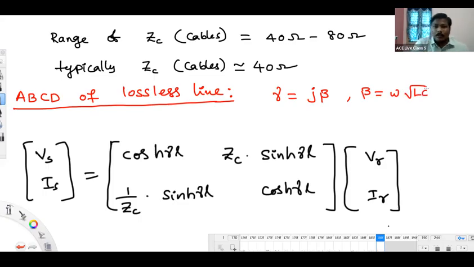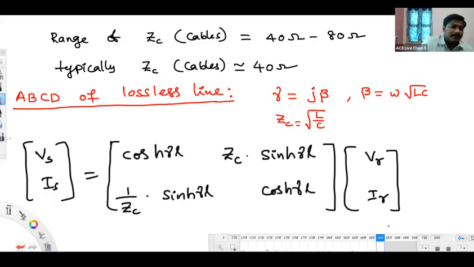Next thing. Whatever ZC we have here, strictly speaking, is the characteristic impedance, but I'm not going to change the notation. I will take it as it is, ZC only. But keep in mind that ZC will be equal to root of L by C, which is resistive in nature. I'm not changing the notation for characteristic impedance and surge impedance.